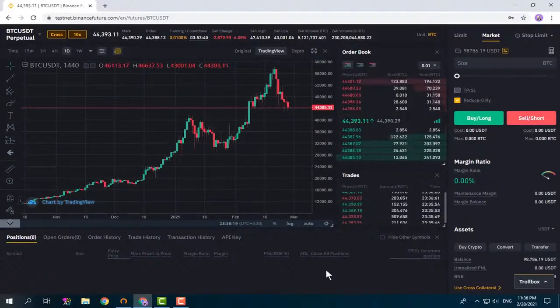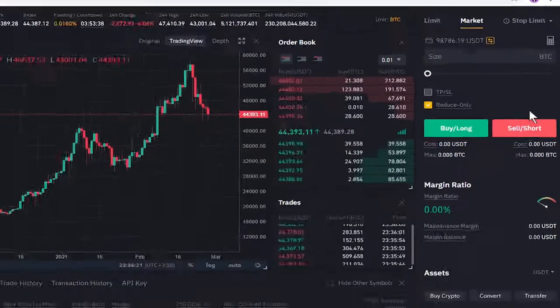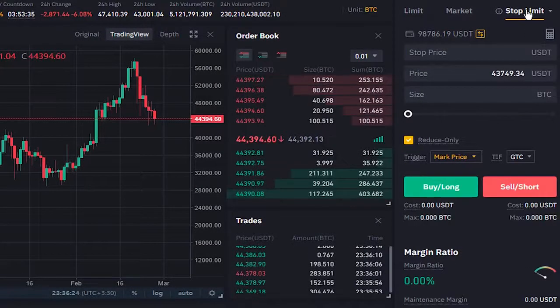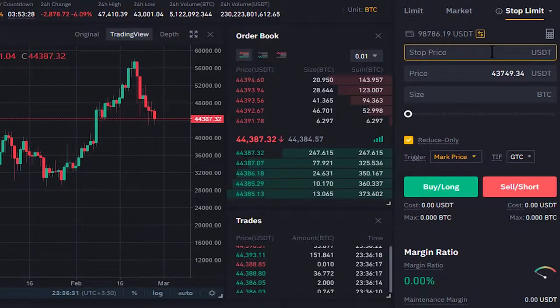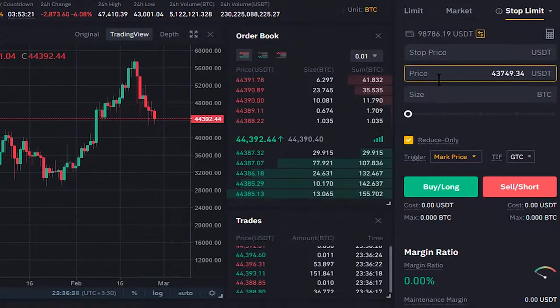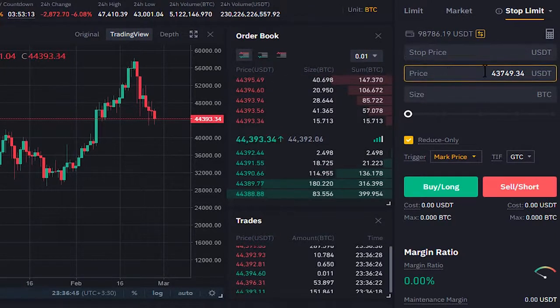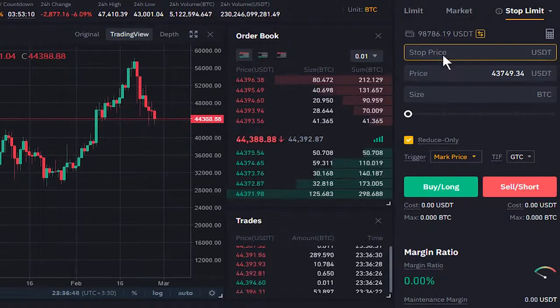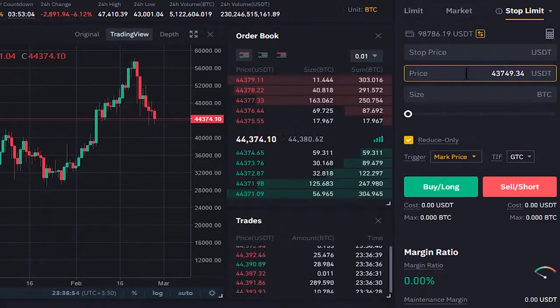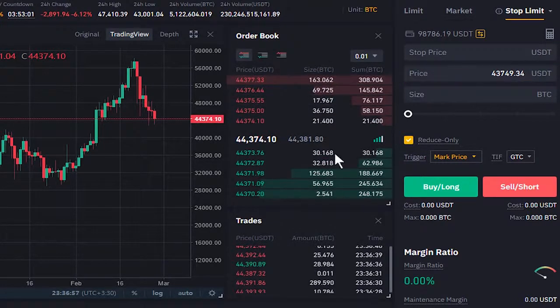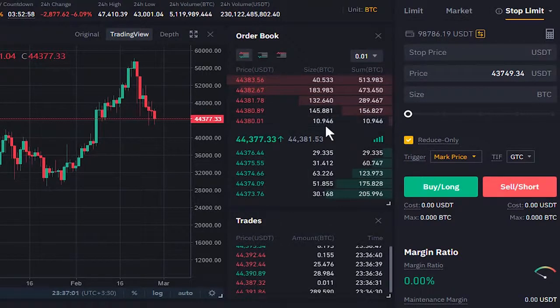All right. Another kind of order that we have here is stop limit order. Stop limit order is a kind of limit order, but here we have another setting that is stop price, and it actually triggers the limit order. So here you set the stop price and then the limit price, and when the price reaches the stop price, your limit order becomes active and goes to the order book. Let's see how we use it in practice.